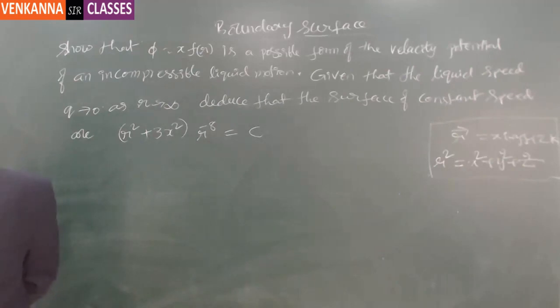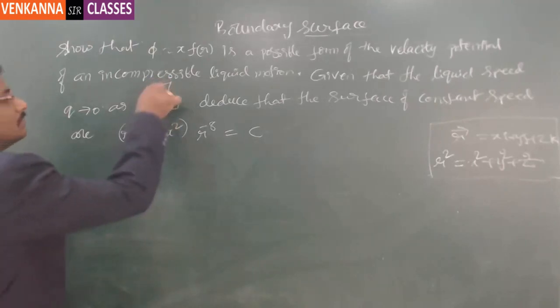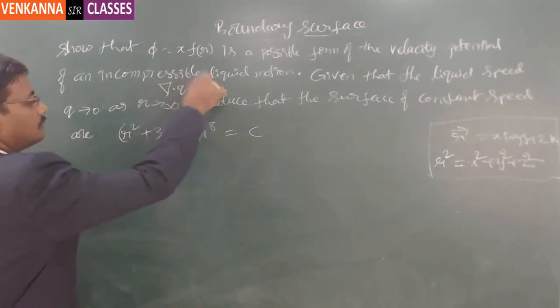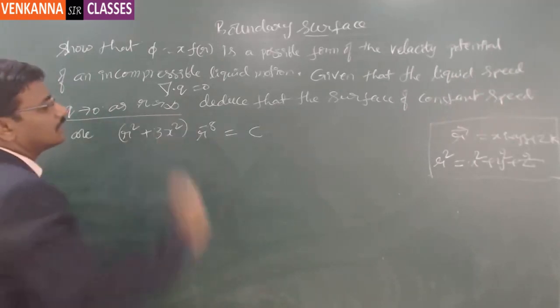Got it? Now based on this understanding, what he asked is to show that this is a possible form of velocity potential of an incompressible liquid motion. Incompressible liquid motion means del dot q should be equal to 0. That is nothing but the continuity equation for an incompressible fluid. Given that the liquid speed q tends to 0 as r tends to infinity. This part was given to find out the initial conditions.